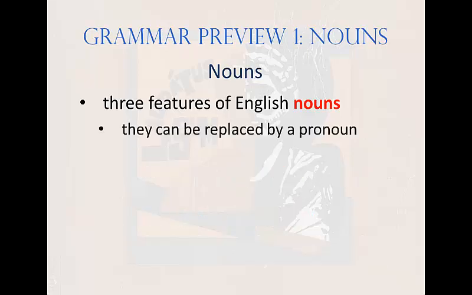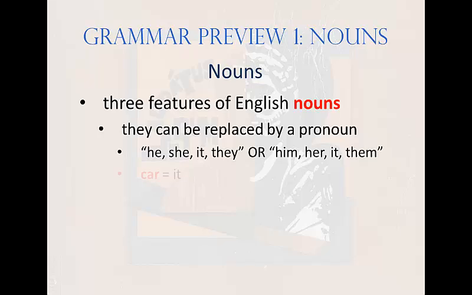And finally, nouns can be replaced with pronouns, like he, she, it, or they, or their objective equivalents, him, her, it, them. A car, for instance, can also be called it. I bought a car is the same as saying I bought it, assuming the person you're talking to understands that the it in the second sentence means the car.